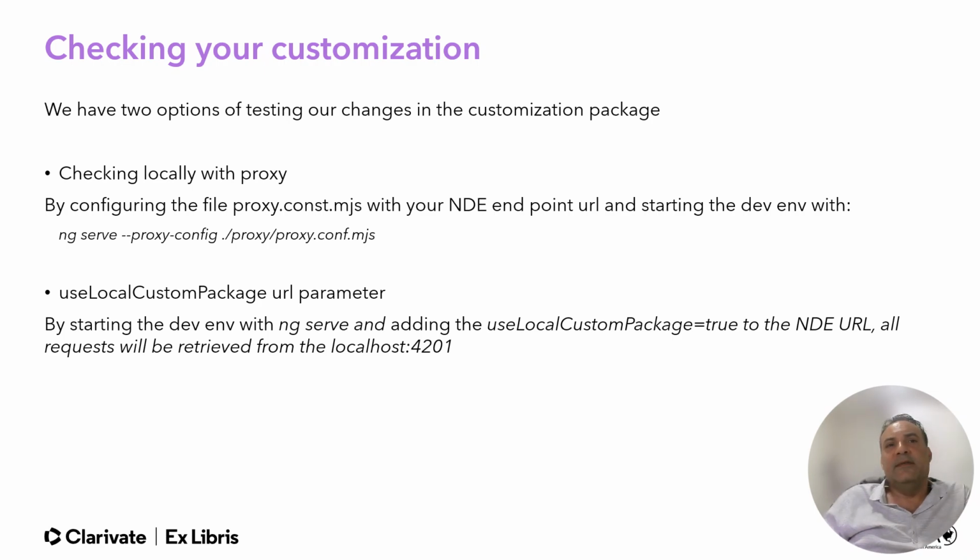The other option is to use the local custom package URL parameter. By starting the development environment with ng serve and adding use local custom equals true to the NDE URL, all requests will be retrieved from localhost 4201. And now I will show how it works.